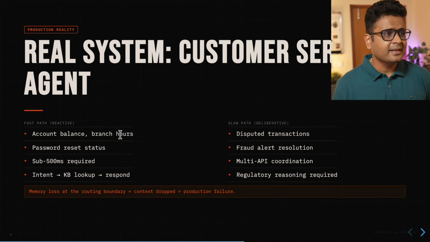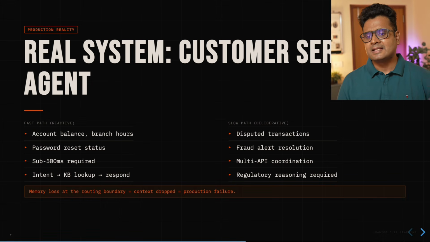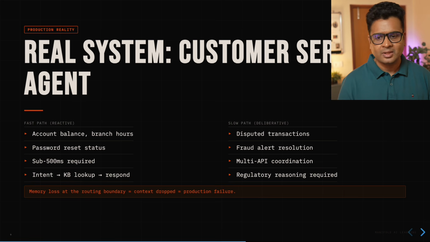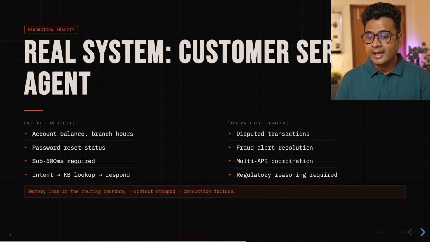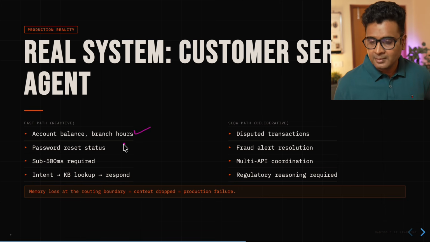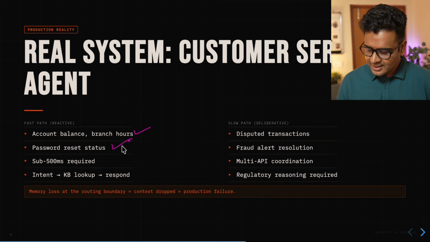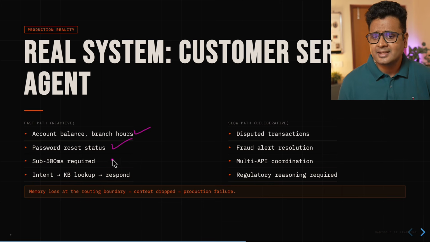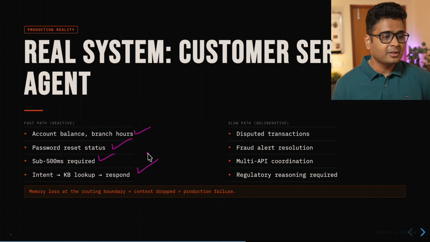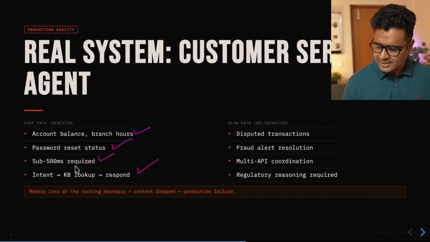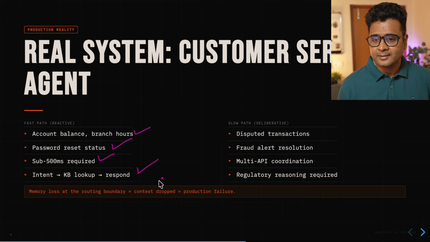Okay. Now let's make it concrete by considering one example. Think about a production customer service agent at a financial services company. The agent will handle inbound queries. Some could be simple, like checking the account balance, checking the branch hours, or password reset status. In all these scenarios, you require a sub-second response, so they can be handled reactively. Maybe retrieve a document from the knowledge base and generate the response. In all these scenarios, there's no planning required.